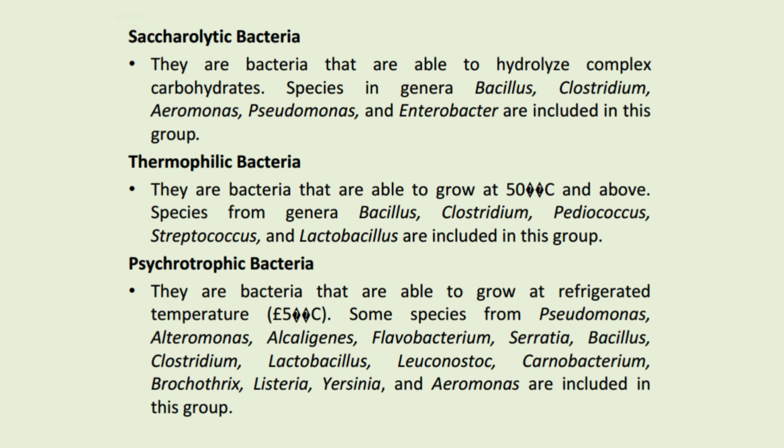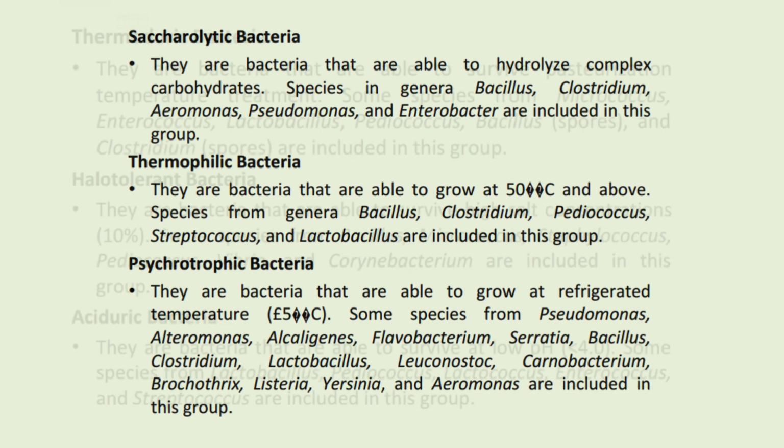Thermophilic bacteria grow at 50 degrees Celsius and above. Genera include Bacillus, Clostridium, Pediococcus, Streptococcus, and Lactobacillus. Psychrotrophic bacteria grow at refrigerated temperature, at or below 5 degrees Celsius. Genera include Pseudomonas, Alteromonas, Alcaligenes, Flavobacterium, Serratia, Bacillus, Clostridium, Lactobacillus, Leuconostoc, Carnobacterium, Brochothrix, Listeria, Yersinia, and Aeromonas.